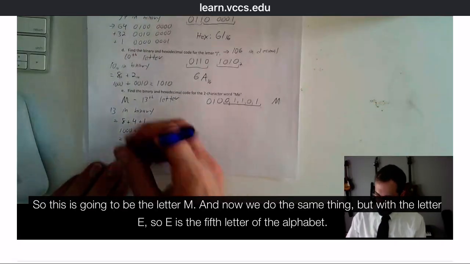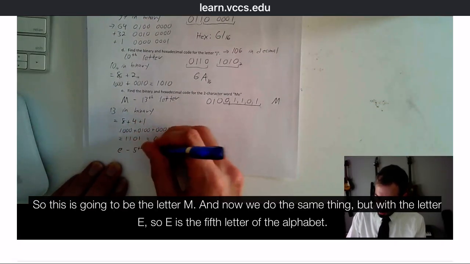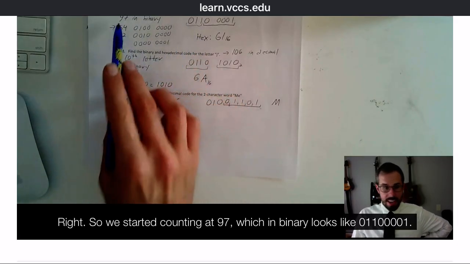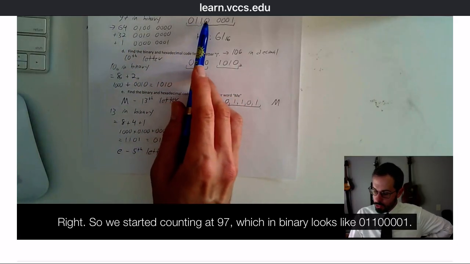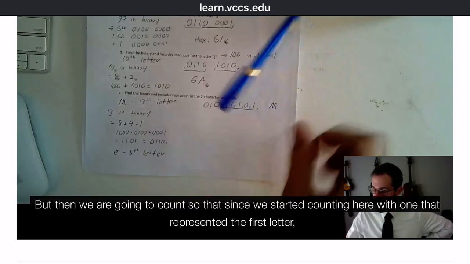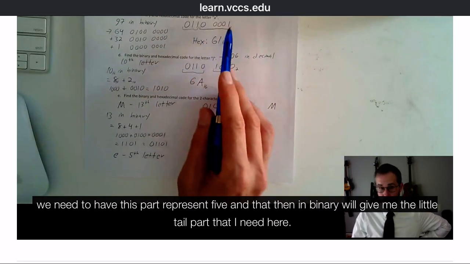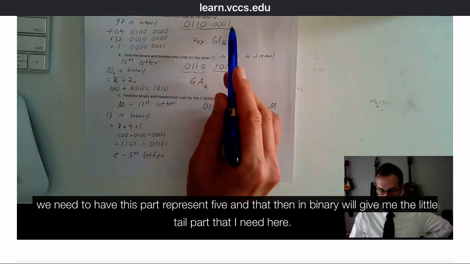And now we do the same thing, but with the letter E. So E is the 5th letter of the alphabet, but we have to start counting from here. So we started counting at 97, which in binary looks like 0, 1, 1, 0, 0, 0, 0, 1. But then since we started counting here with 1, that represented the first letter, we need to have this part represent 5, and that then in binary will give me a little tail part that I need here.